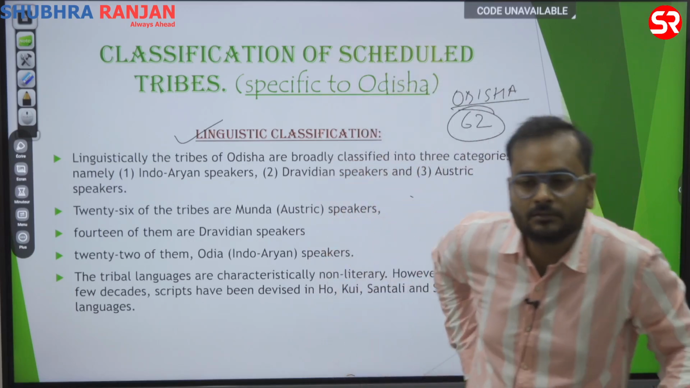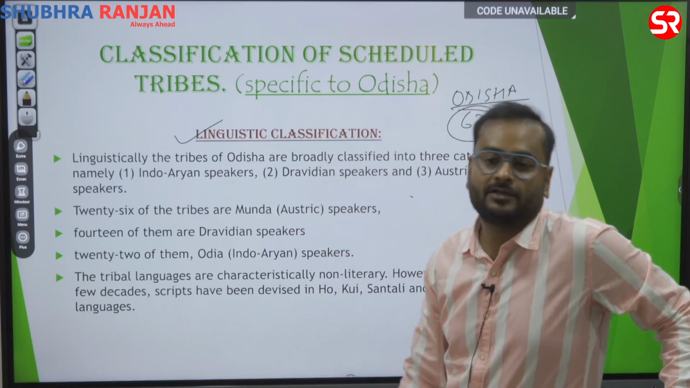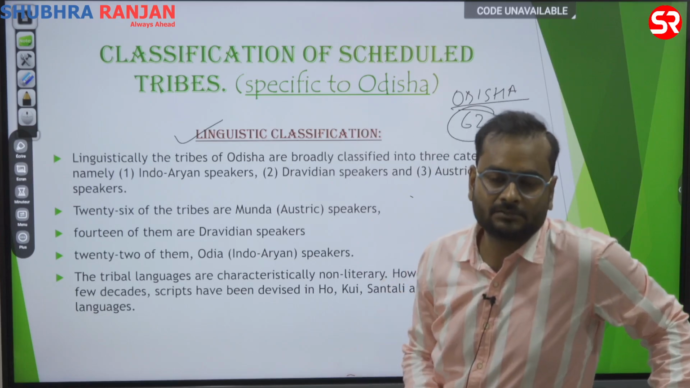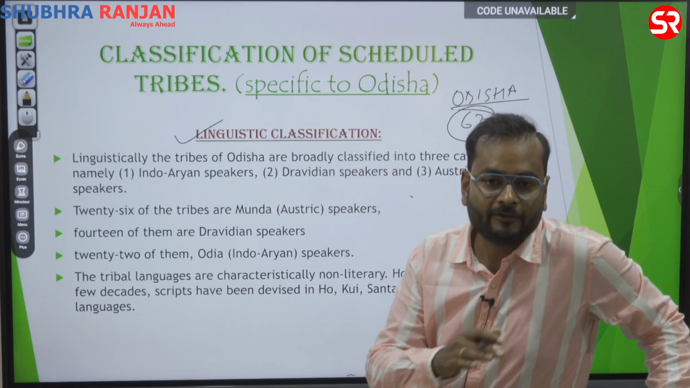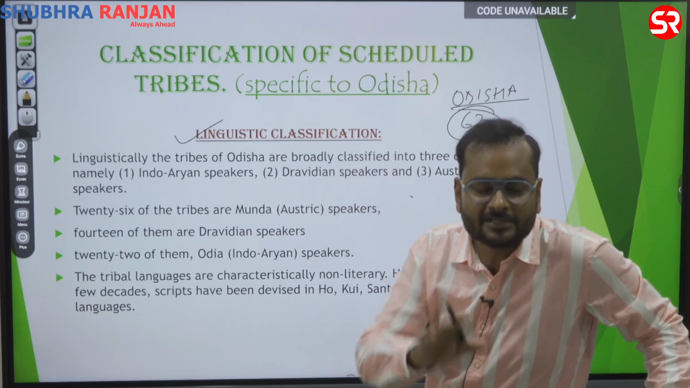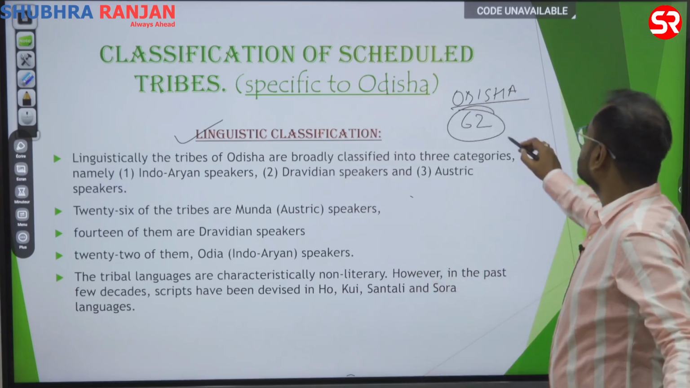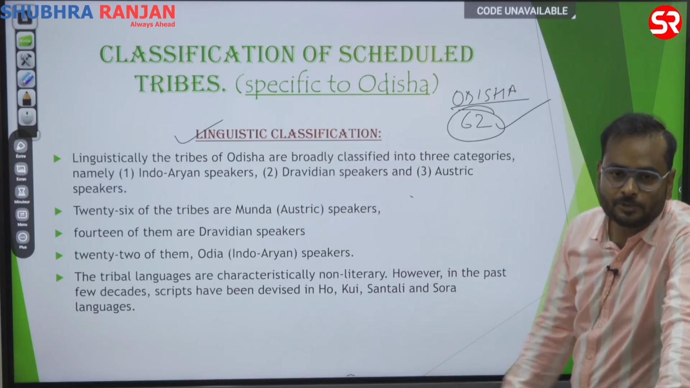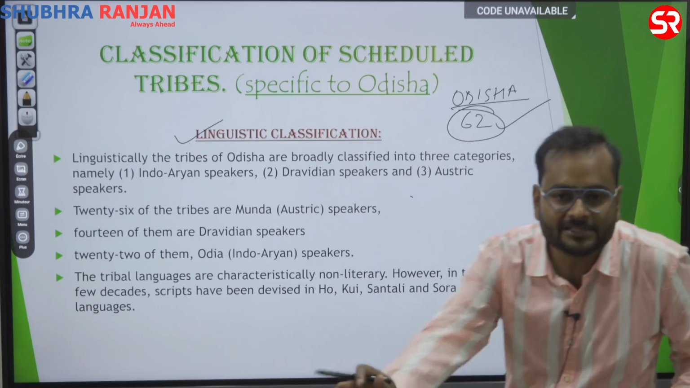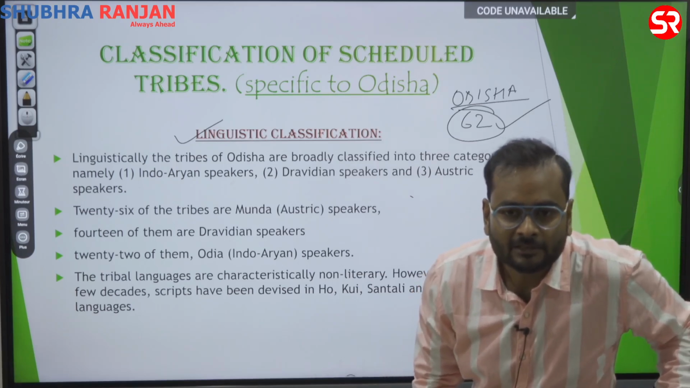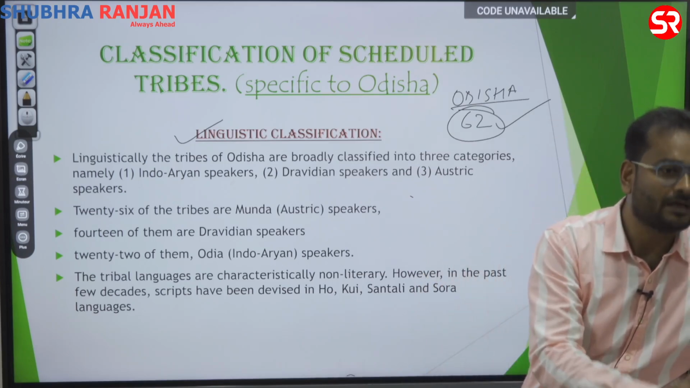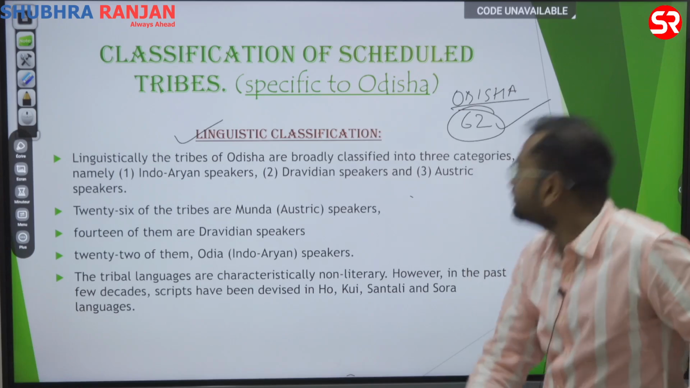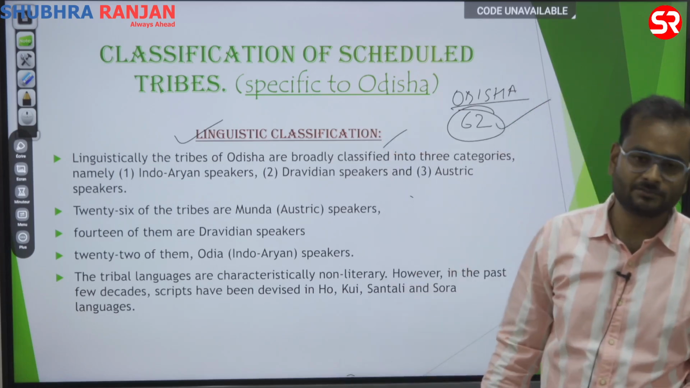What is the rank? Odisha has the first rank. That means Odisha has the most number of different tribal communities found in any state of India. So with such distinctiveness, can we expect them to be very diversified, very distinct, isn't it? So there needs to be a classification also. So the first subject of classification is the linguistic classification.